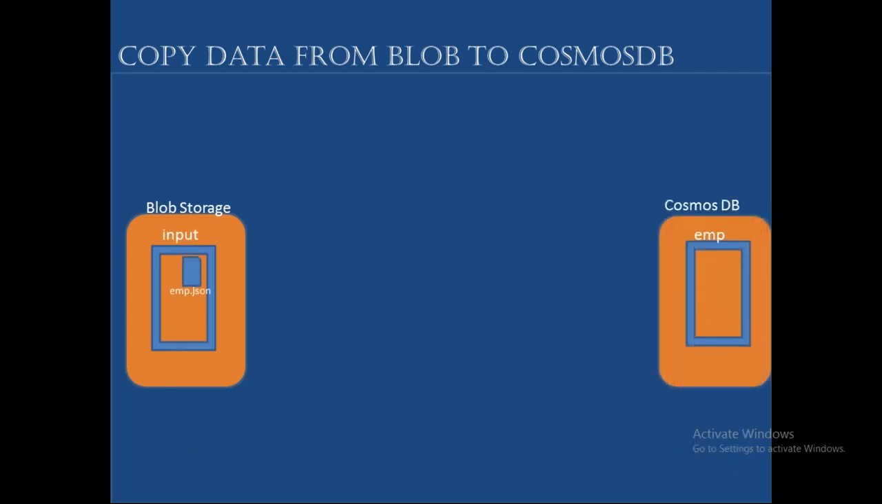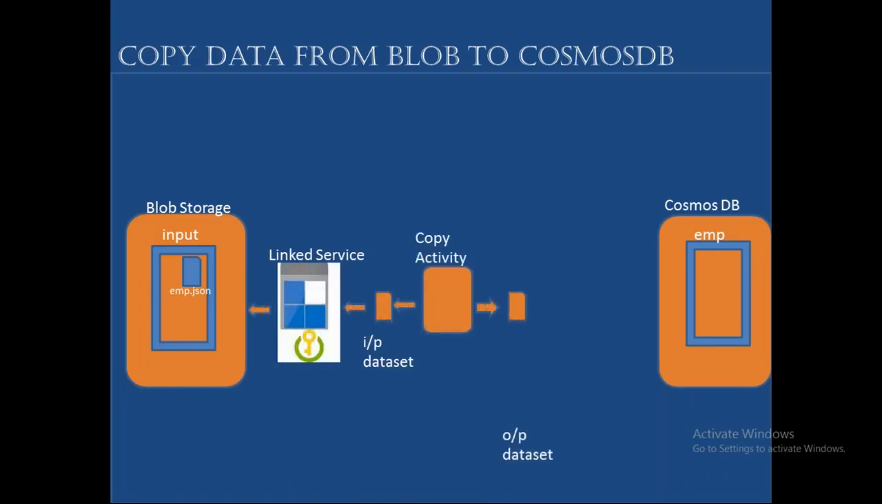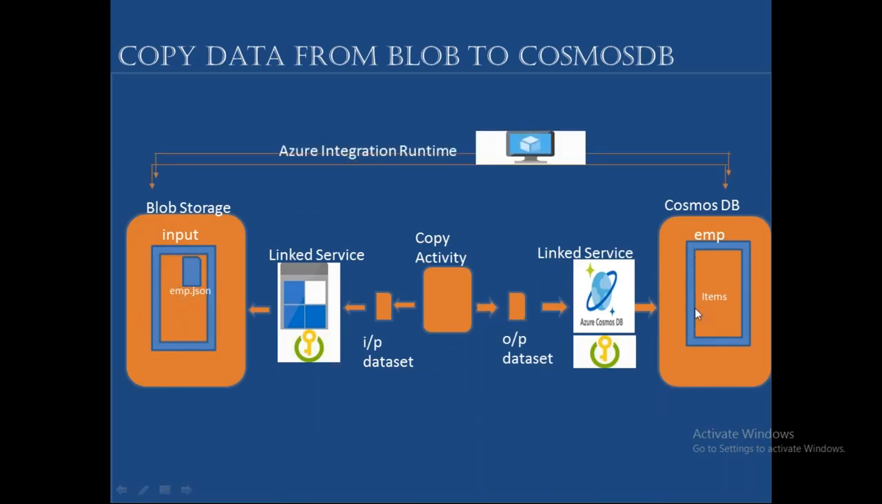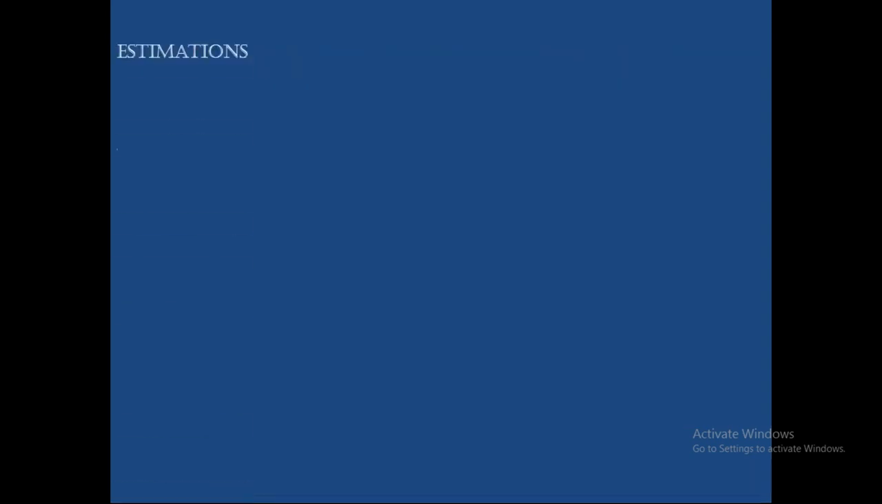Now Cosmos DB, in this Cosmos DB I have an EMP container. Now I will create a linked service for blob storage, input data set, copy activity, output data set, output linked service, and then I will run. When I run, all these emp.json files will be there as items in this EMP container. Azure integration runtime will do it, and Azure Data Factory will manage all these things. But as we discussed, not only Azure IR, our self-hosted IR can also do this particular task.